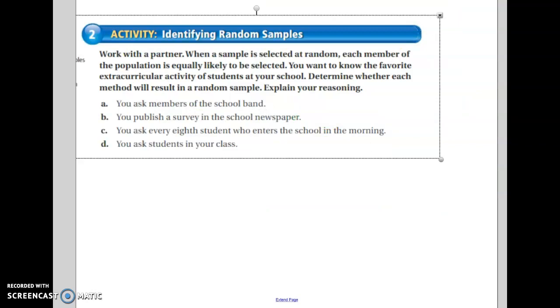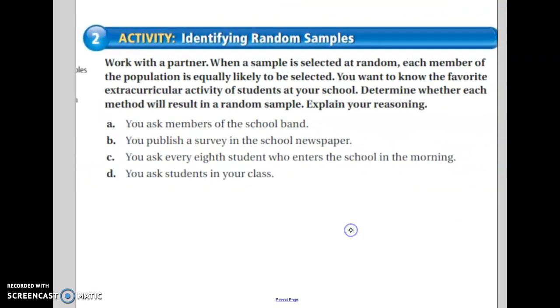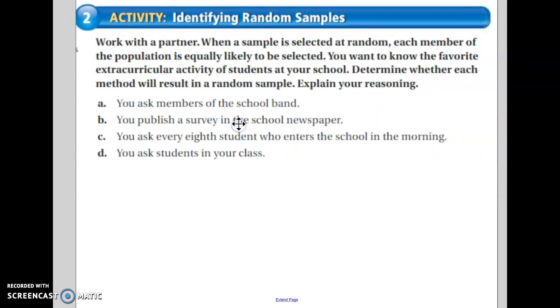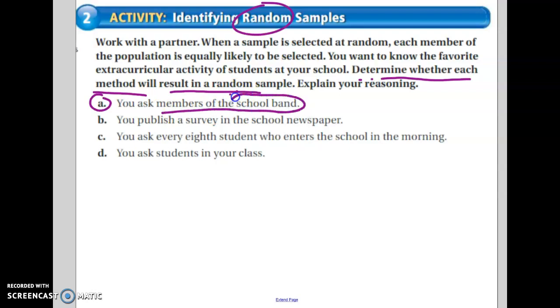In order for us to make an inference from the sample that is supposed to tell us something about the entire population, it's going to be beneficial for us to have a random sample. This is the activity from yesterday, where you determine if each method will result in a random sample. If you survey people at your school by asking members of the school band, that's not necessarily a random sample, because members of the school band all come from the same group and might have similar views about something.